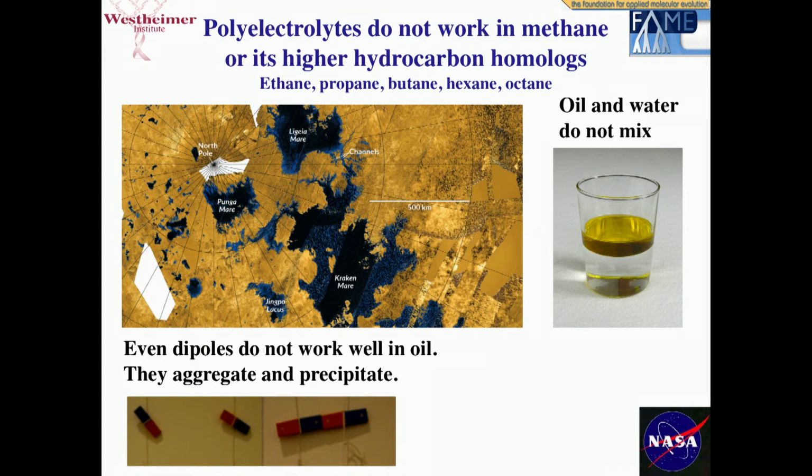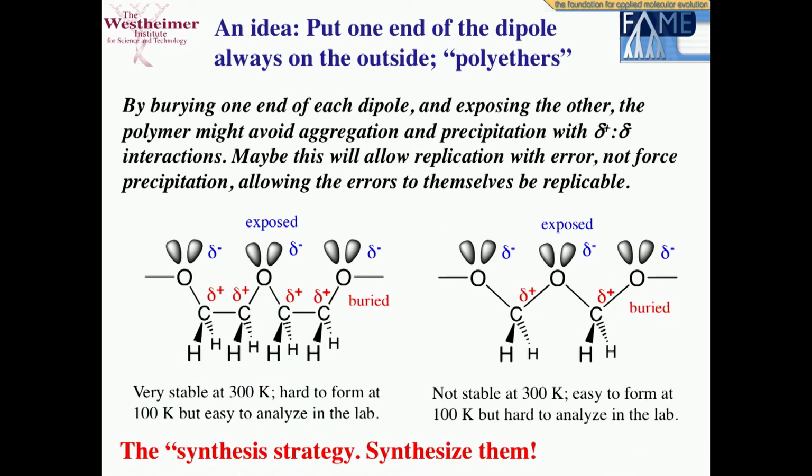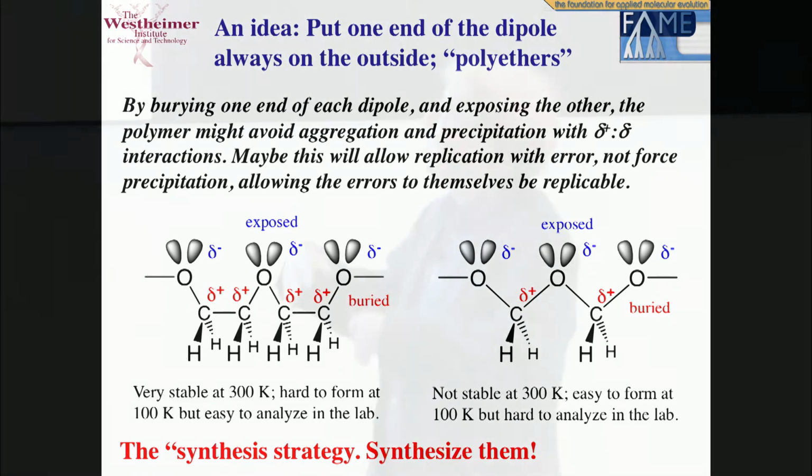So the idea was very simple. Okay, you're going to go back and try to synthesize now a molecule that might do the same kind of behavior in oil that is needed for Darwinism. And so the idea was that maybe we should synthesize a molecule where we put one end of the dipole always inside, tucked away from the solvent, and the other end of the dipole is always presenting itself to the solvent. So this is what we have in these structures of polyethers, and the idea is that by burying one end of each dipole and exposing the other, the polymer might avoid aggregation and precipitation with delta plus, delta minus interactions, and maybe this will allow replication with error, not precipitation, allowing the errors themselves to be replicable.